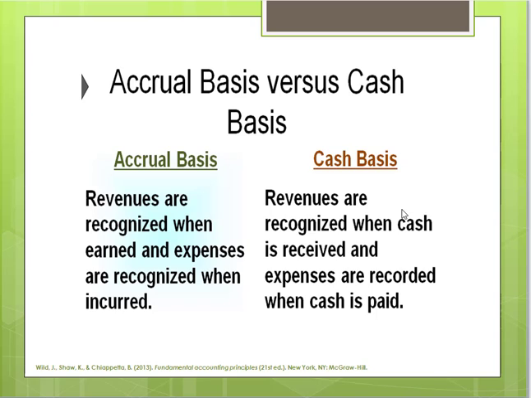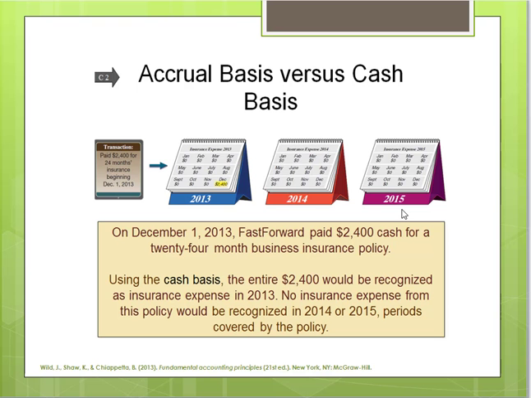Under the accrual basis, we recognize revenues when we earn them, and we recognize expenses when we incur them. This allows us to adhere to the matching principle. The matching principle basically states that we want to match our expenses against the revenues they help to generate in order to obtain a more accurate picture of our true net income, our true profitability. Whereas under the cash basis, we simply recognize revenue when we receive cash and we recognize expense when we pay cash. Now, let's look at how this might impact a transaction.